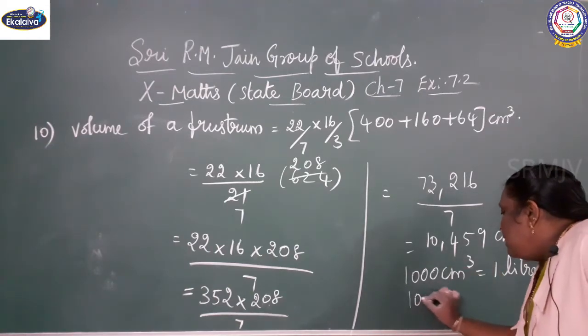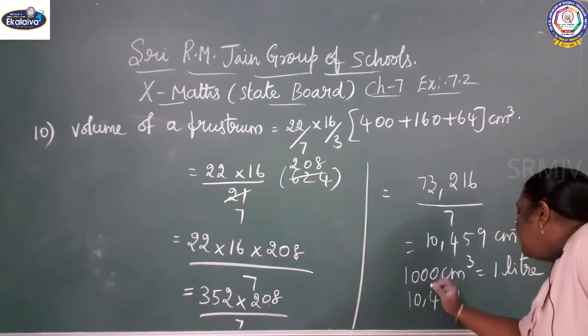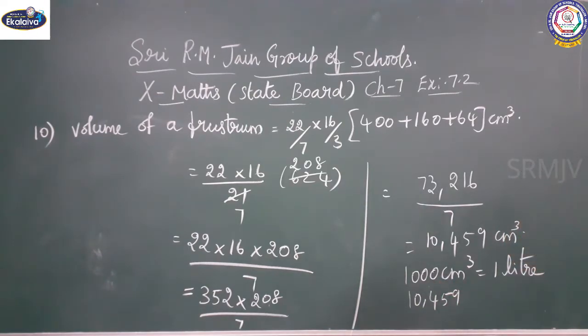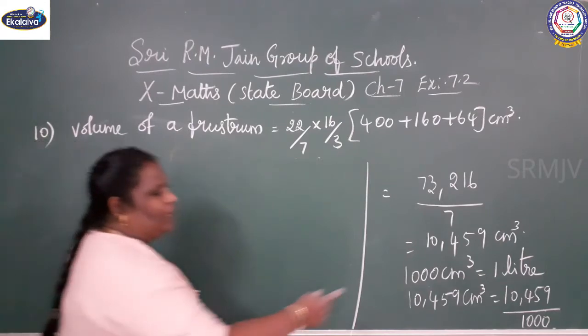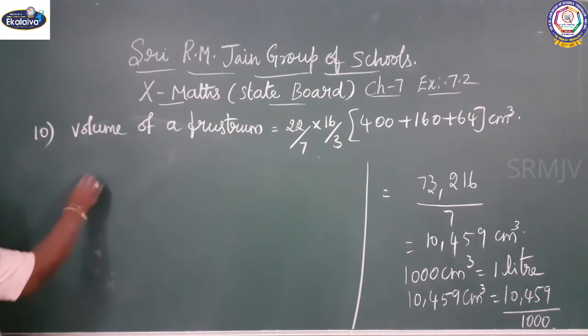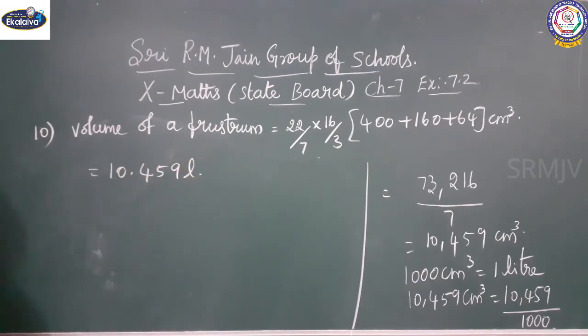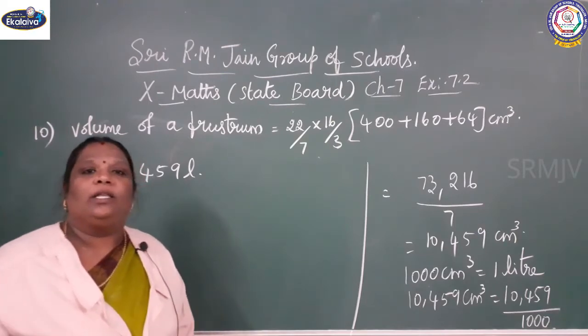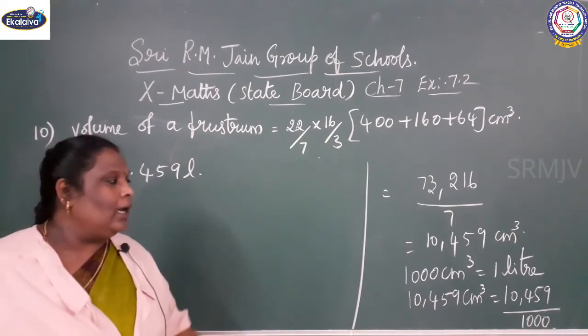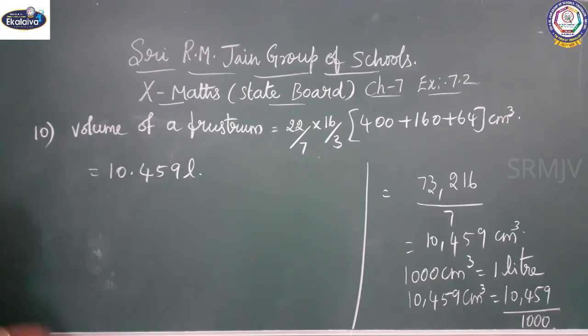So 10,459 centimeter cube equal to 10,459 by 1000. So with 3 decimal places, it gives 10.459 liter. You change the centimeter cube into liter. 1000 centimeter cube equal to 1 liter. So you divide that value.